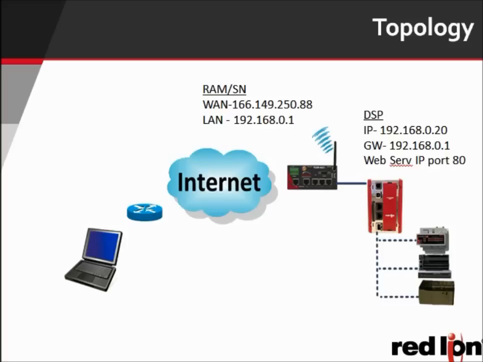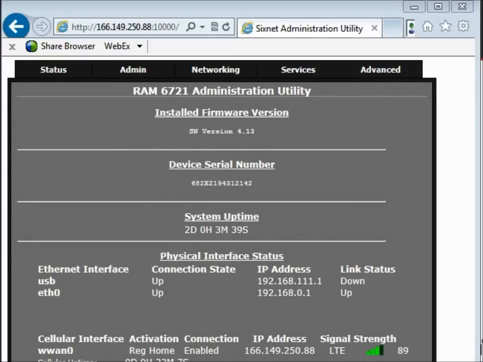I'll now set up a port forward rule to allow access from my laptop or any device remotely through to the web server interface on the Data Station Plus. I'm currently remotely connecting to the RAM 6721 to its web interface to configure this unit. You can see this is the IP address in the Internet Explorer browser.